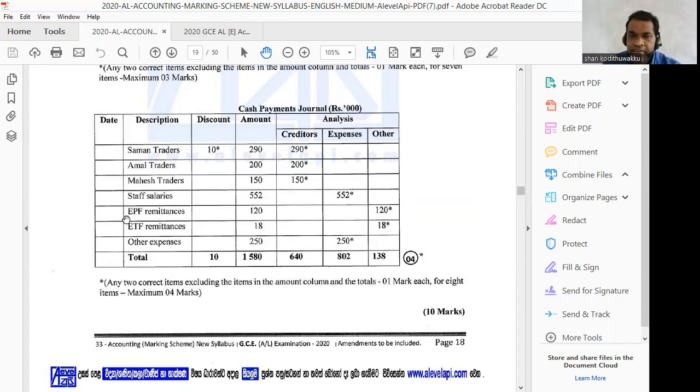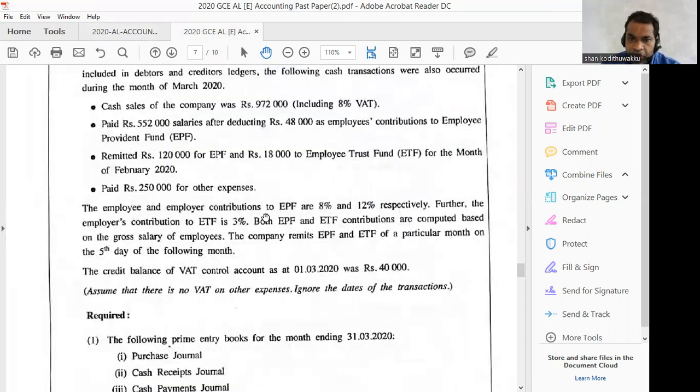When you do things step by step from the beginning to end, it is easy for you. Otherwise you will forget to take all the details at the end. If you are in a big hurry at the examination, you will forget to take details given in the question. Right. The employee and employer contributions to EPF are 8% and 12% respectively. Further, the employer's contribution to ETF is 3%. Therefore, we have to record what is related to the current month, 3%. Last month was 18,000.